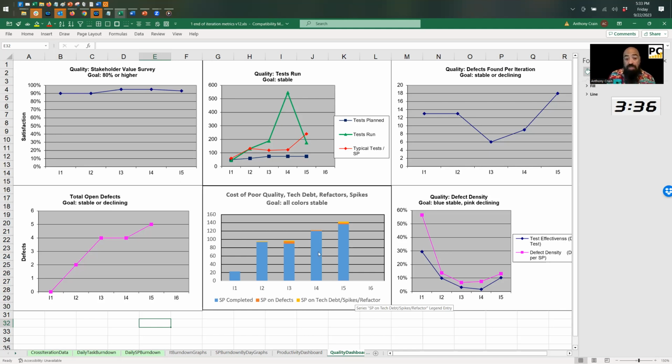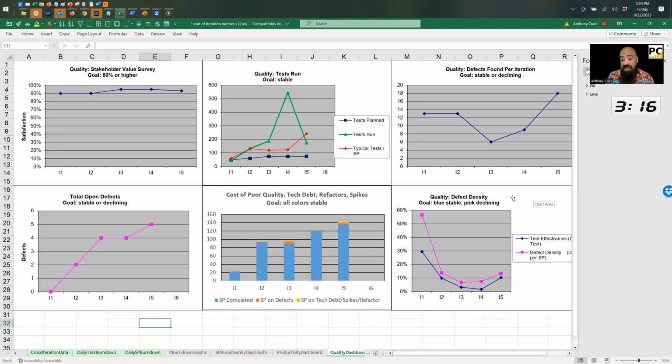What's really great is to combine this with this. If your total open defects is going up, then you need to increase the amount of points you spend on defects. And then that should flatten that out or even drive it down. Once you start driving it down, then you can spend fewer points on defects and more points on new functionality. So using these two graphs together can be pretty powerful.